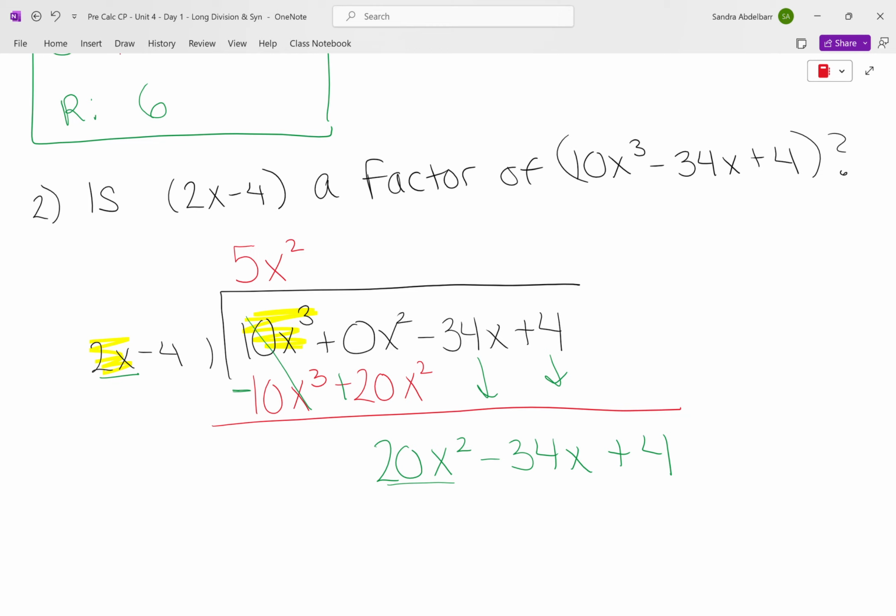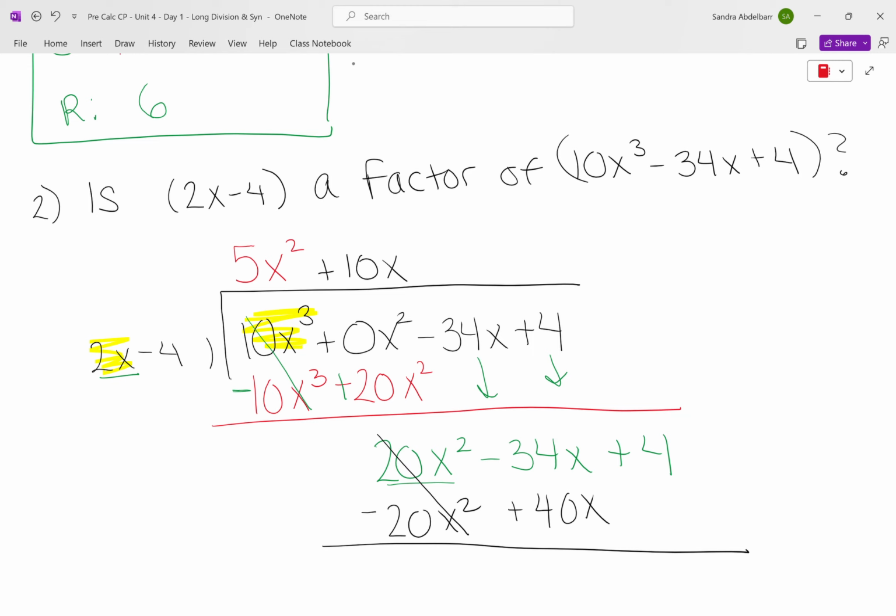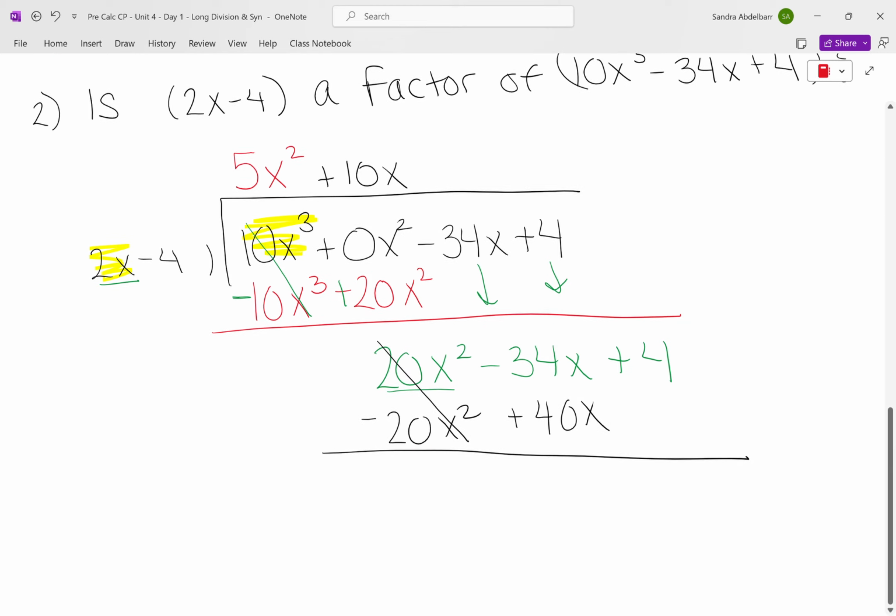So now we're going to say, well, 2x times what will give me 20x squared? 10x. So 10x times 2x is 20x squared. 10x times negative 4 is a negative 40x. And when we subtract, we change everything to the opposite sign. The 20x squareds cancel, so you're going to be left with 6x and then bring down that plus 4.